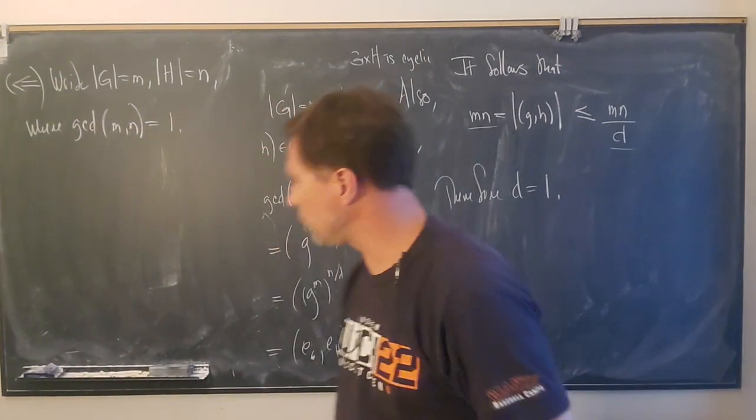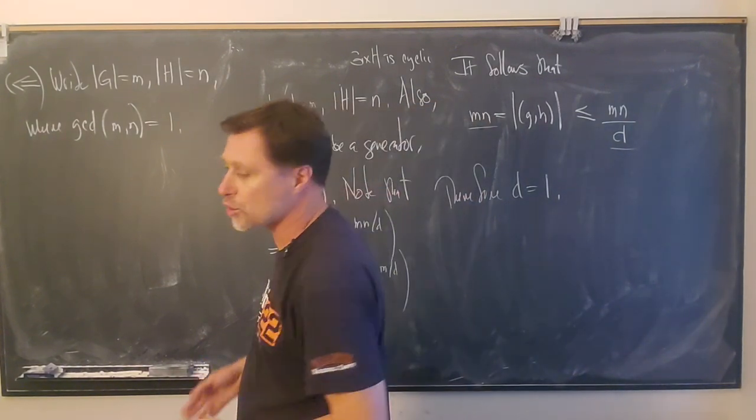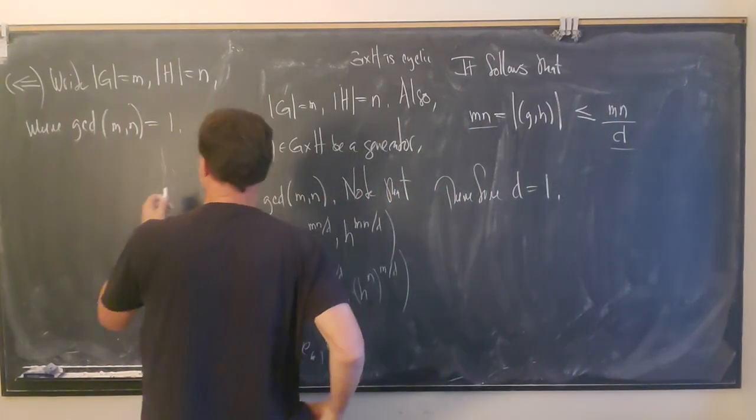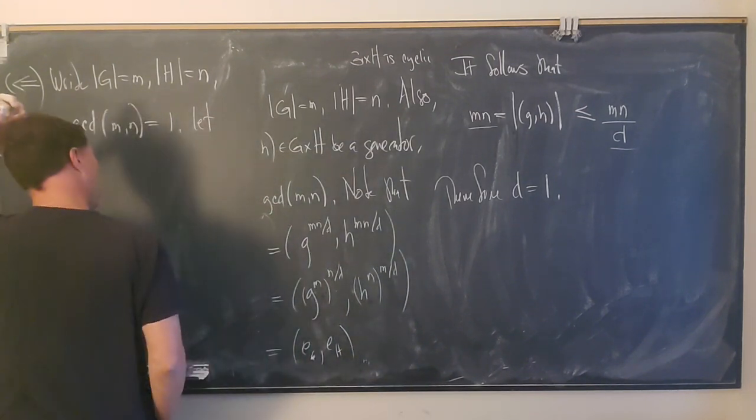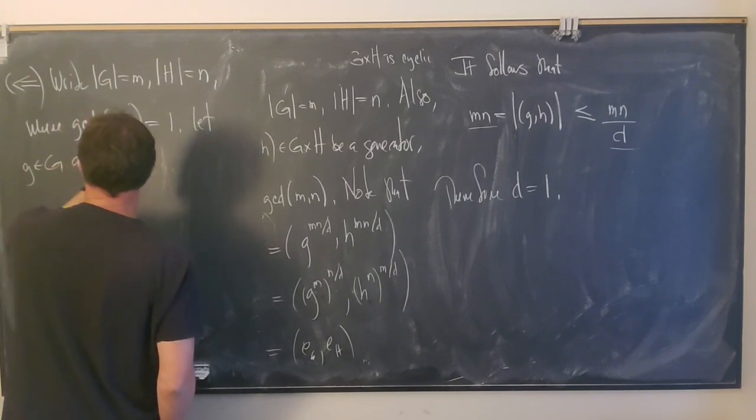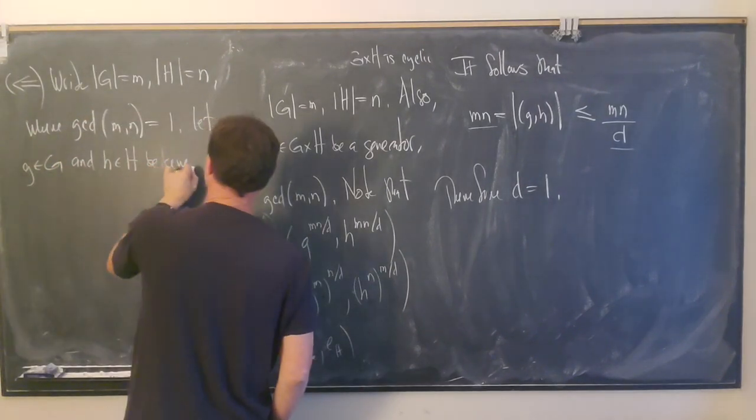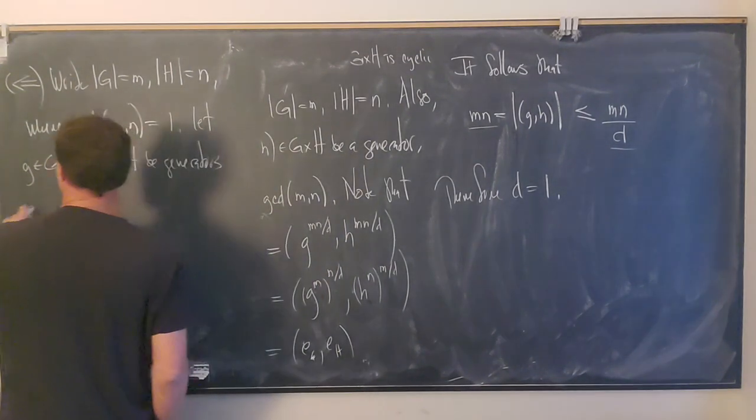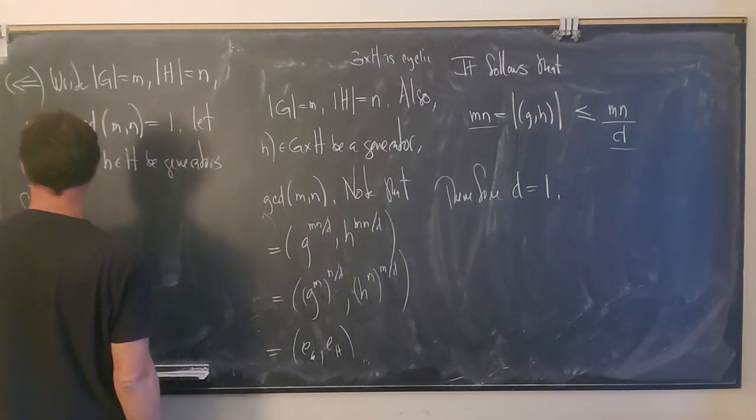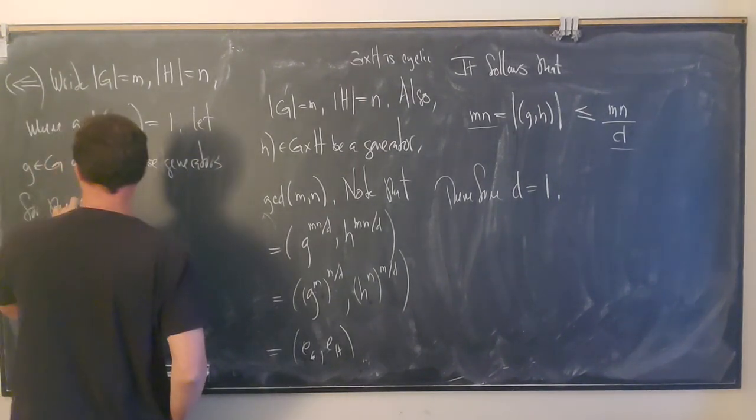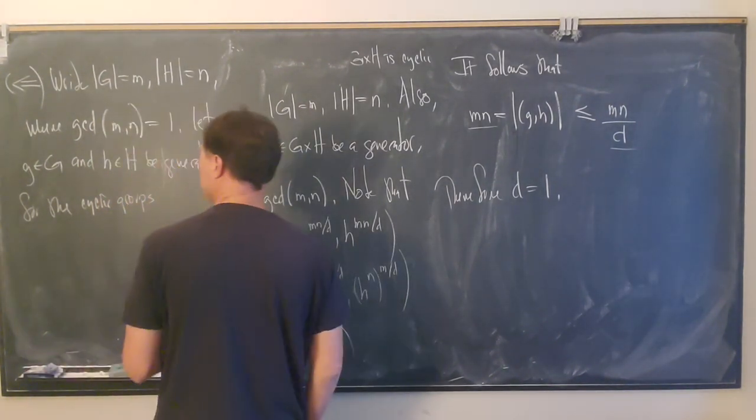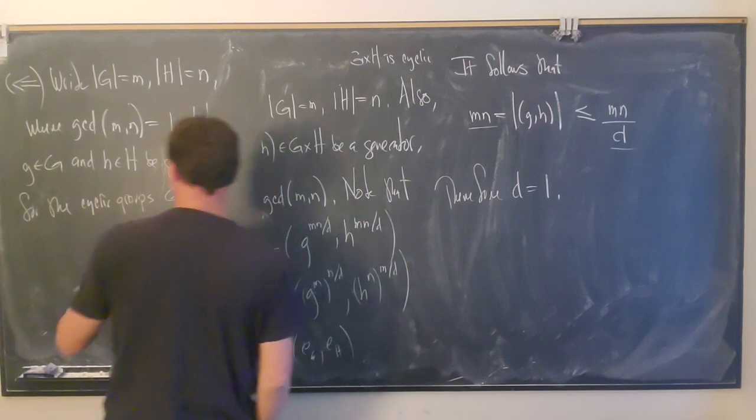All right, so now we need to produce a generator, and the obvious choice is the pair (generator for capital G, generator for capital H). So let little g in capital G and little h in capital H be generators. Remember, we're assuming that G and H were cyclic in the first place, so these are generators for the cyclic groups G and H respectively.